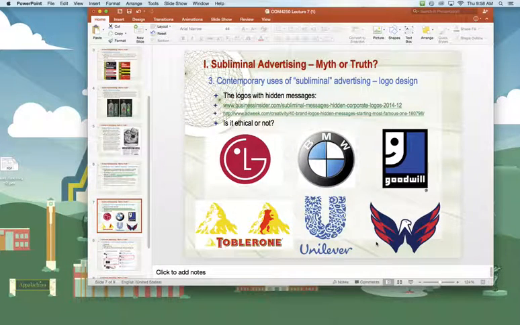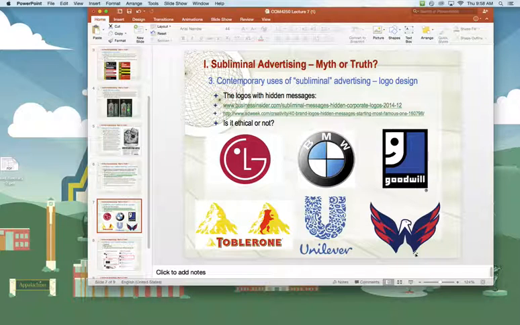So, contemporary uses of subliminal advertising within logo design. In terms of LG, for instance, with Life is Good, if you look at how they incorporate their logo. The Toblerone has this one that took me forever to see by itself. Thank goodness for this graphic. Toblerone with theirs, the Stanley Cup champions, Washington Capitals, I hate to say it, but has the capital that is embedded within the logo. And again, this would be an area where you would say, is this an ethical procedure or not to put within their particular logos?